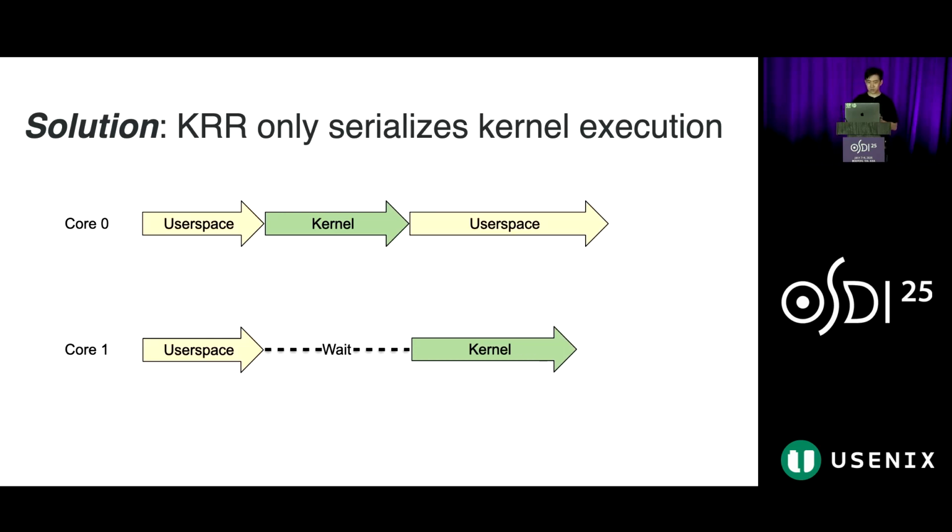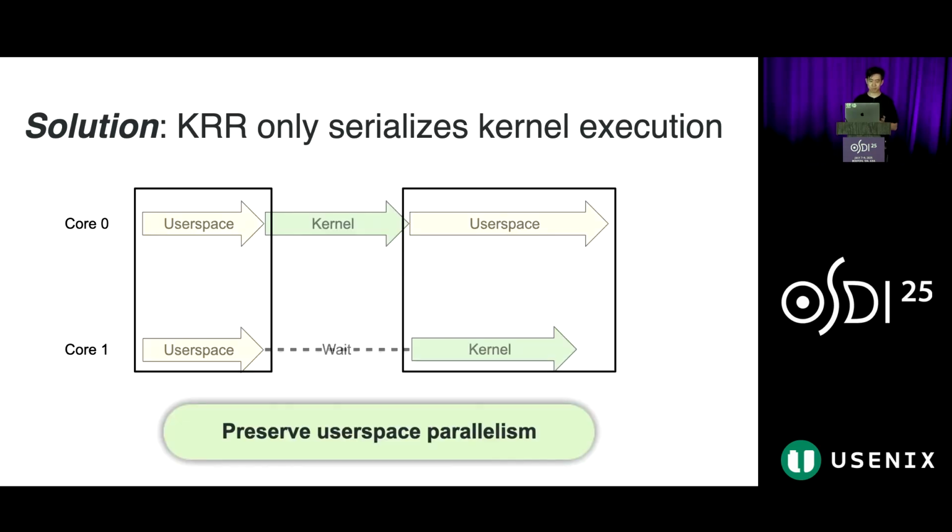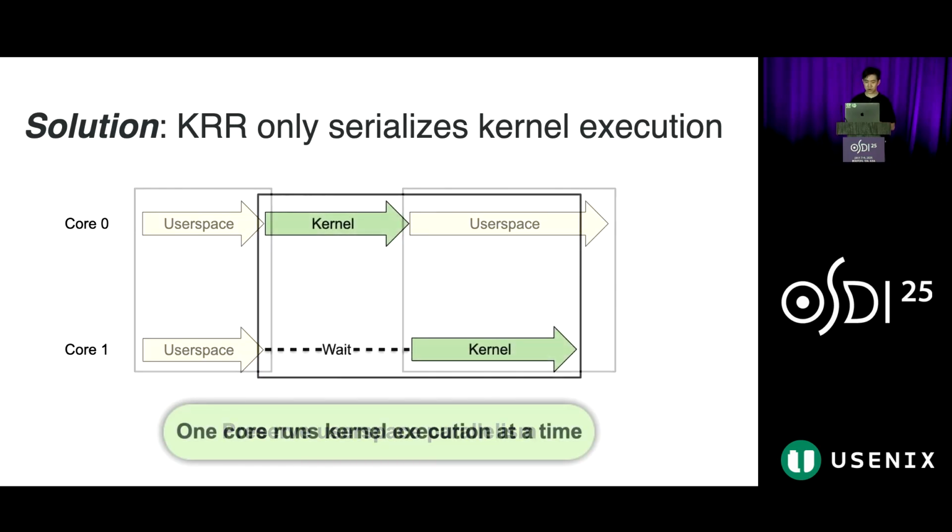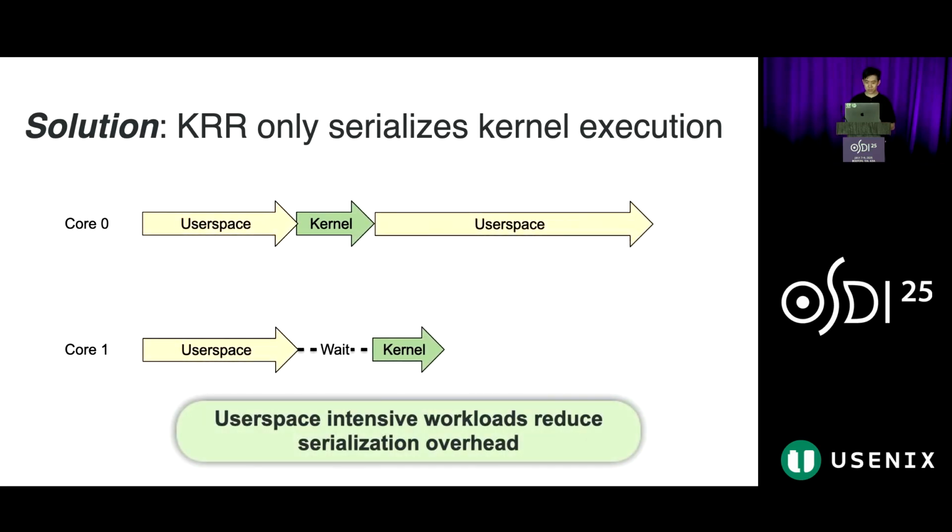And in this workflow, we can notice that KRR still preserves the parallelism between the user space executions, or the parallelism between the user space execution and kernel space execution. On the other hand, it only serializes the kernel execution for determinism. While using the serialization technique, for user space intensive workloads, the serialization overhead could be reduced.